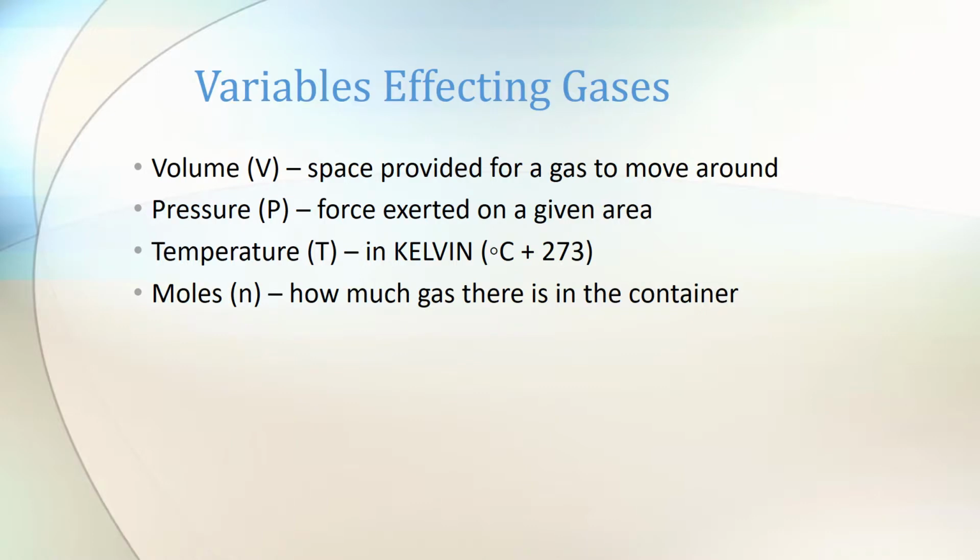As we talked a few slides earlier, there are a few things that affect the behavior of gas. First is volume. This is defined as the space provided for a gas to move around, meaning how big is the container. Pressure, again, the force exerted on a given area. Temperature, note we are in Kelvin, meaning we add 273 to our degrees Celsius. Lastly, we will look at moles, meaning how much gas there is in a given container.